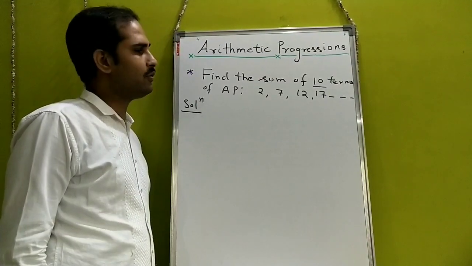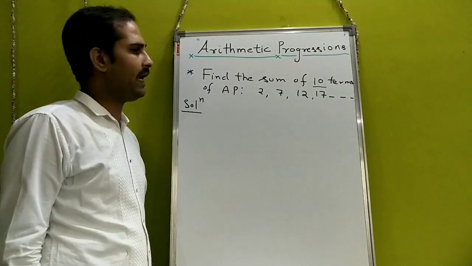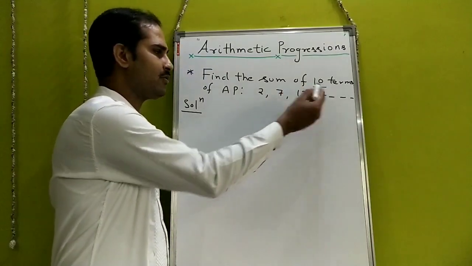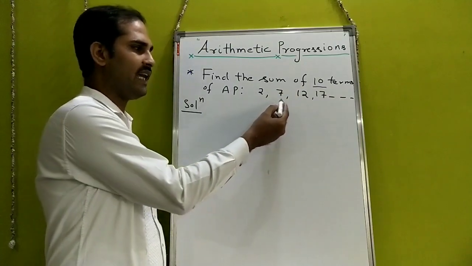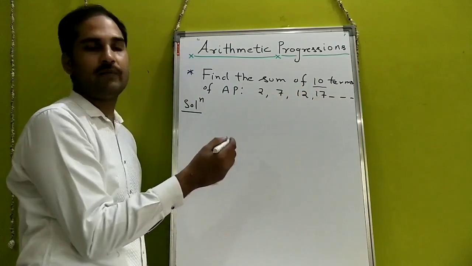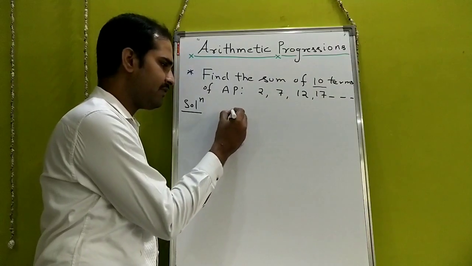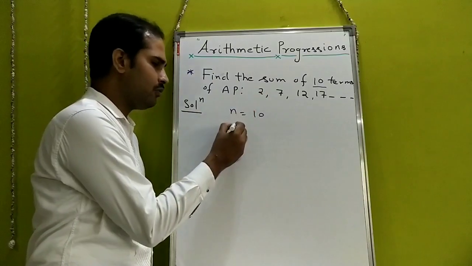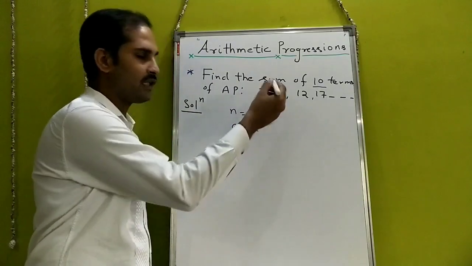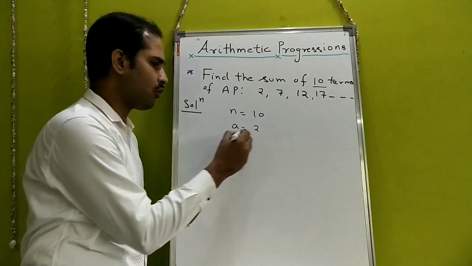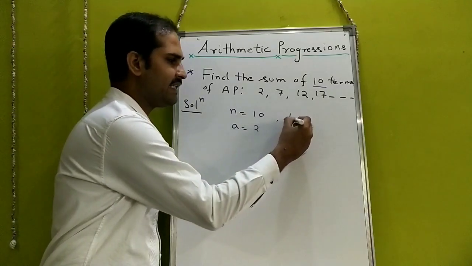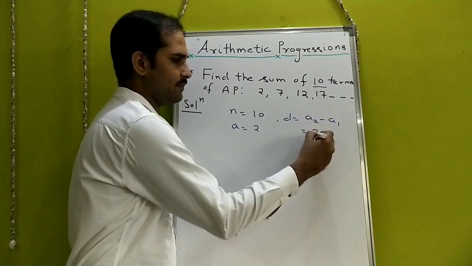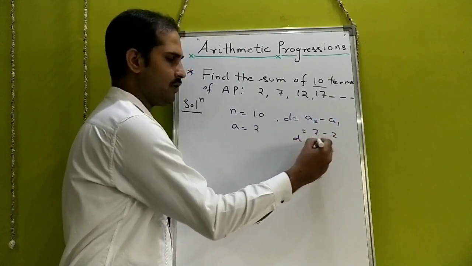Let us discuss some questions based on the expression for the sum of n terms of an AP. In this question, we have to find the sum of 10 terms of an AP. The AP is 2, 7, 12, and 17. Here we have to find the sum of 10 terms, so first we write n is equal to 10. The AP starts from 2, that means the first term is 2. And the common difference is again constant throughout. So the common difference d is the second term minus the first term, that is 7 minus 2, which is 5. So the common difference d is equal to 5.